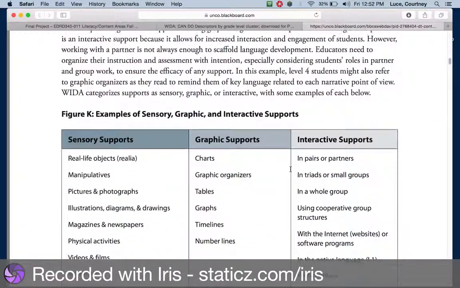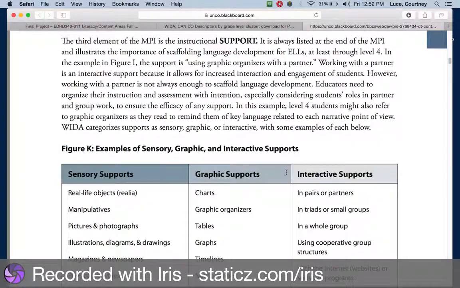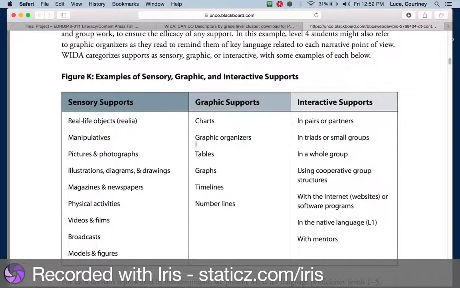when we need those instructional supports, the third element of the MPI is the instructional support. Here are some examples of instructional supports. I want you to start here, figuring out what your examples are.